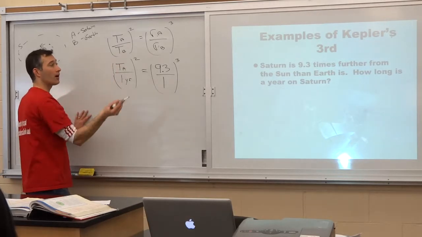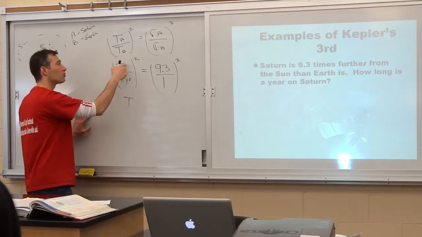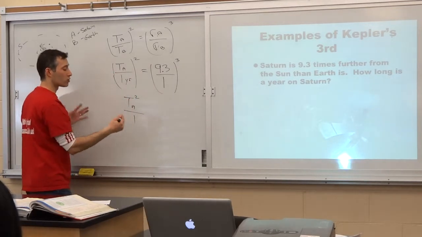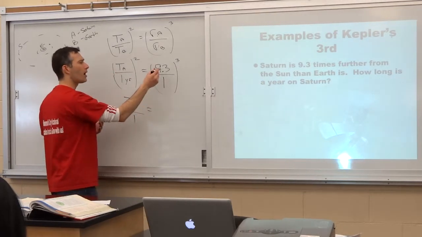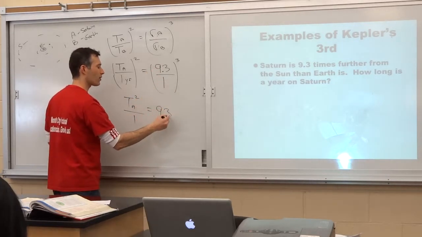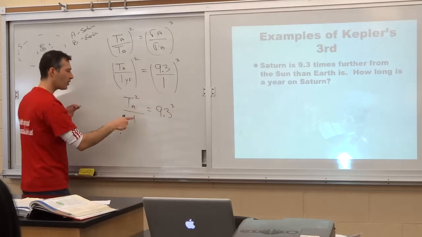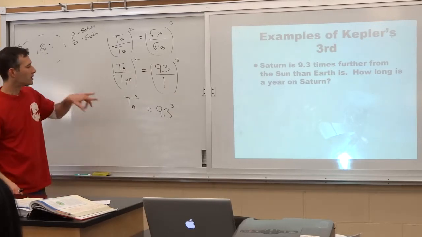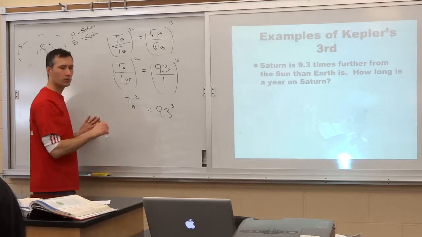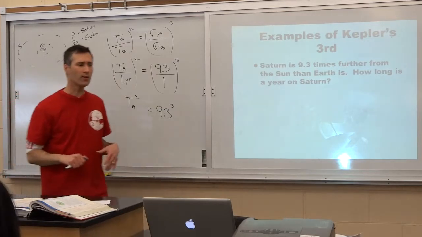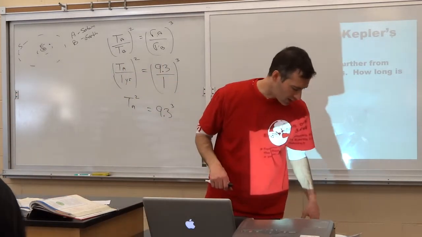All right, so now I just have to do some algebra. So the numerator squared is just TA squared. 1 squared is just 1. I could get rid of the denominator of 1 and just call this 9.3 cubed. I suppose I can just get rid of this denominator of 1 also. So I've got TA squared equals 9.3 cubed. Have we seen cubes yet in this class? I don't think so. Let's make sure we know how to do that on our calculators.